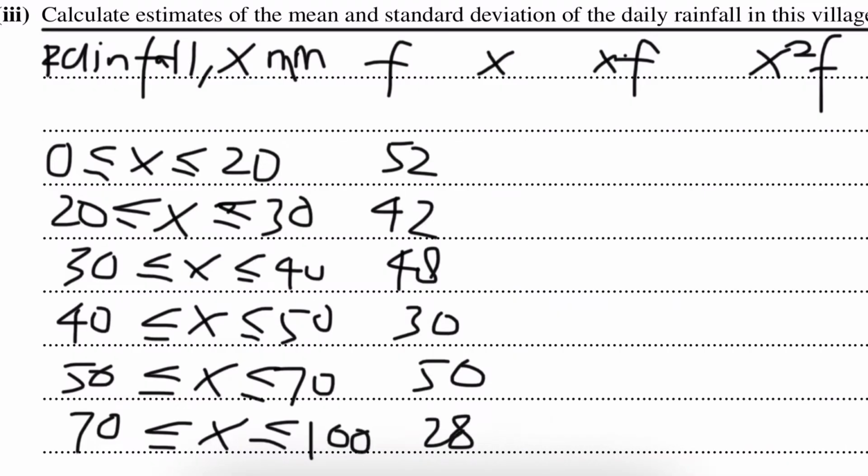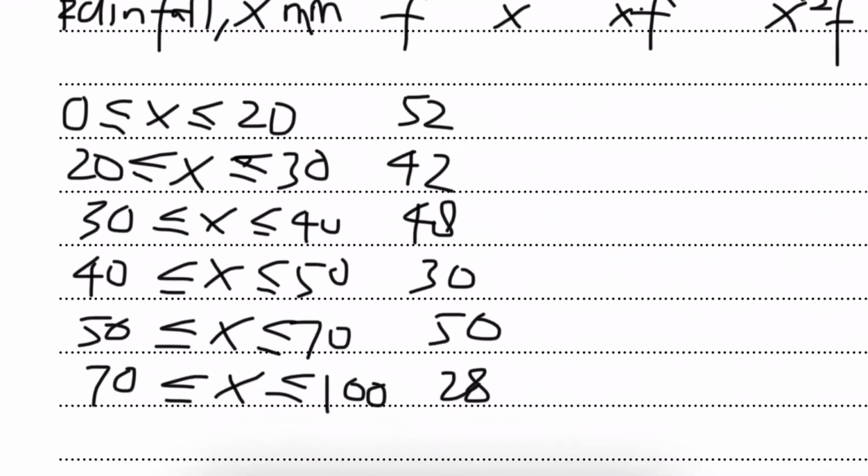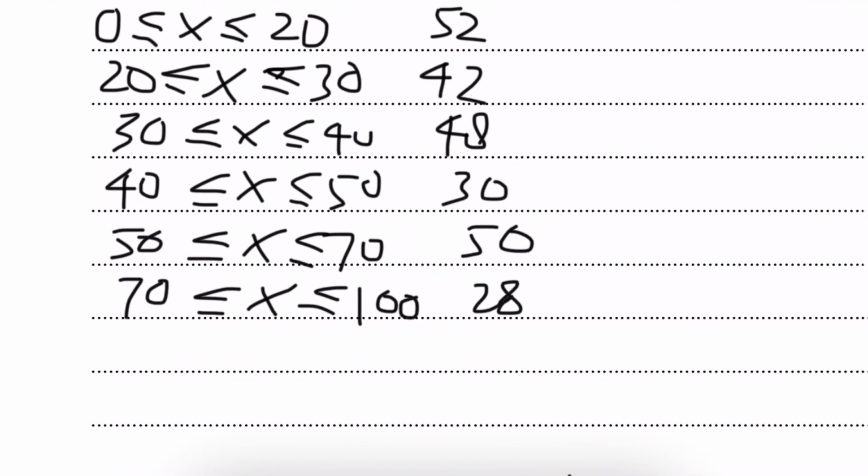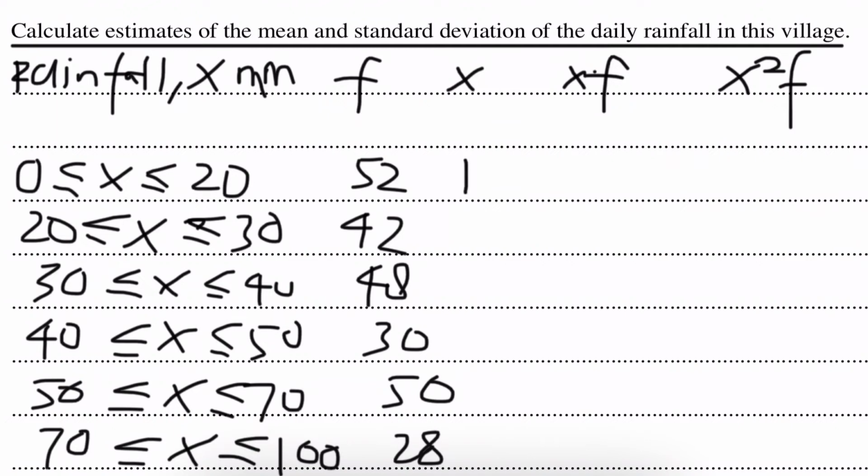For the middle value, what you have to do is to find the middle value of this rainfall. So for 0 is smaller than x smaller than 20, you have to add 0 and 20 together and divide that by 2. So your middle value is 10. Now do the same for the rest of the groups, and I will fast forward this until I get to the end.